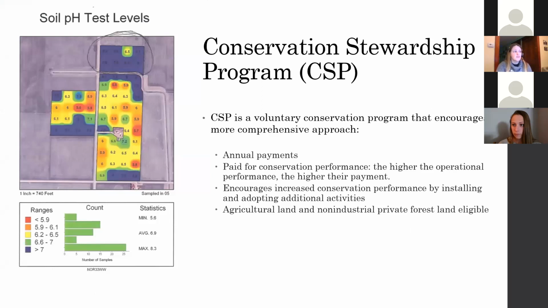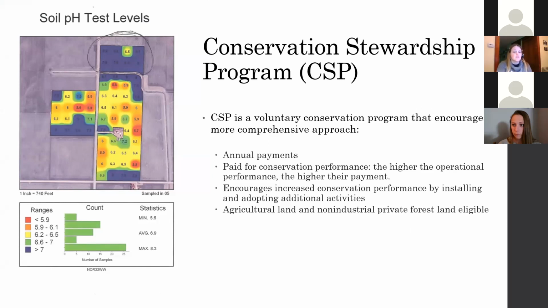We also have another program called CSP. And again, we talked about CRP kind of treats the problem area or just the red acres. EQIP can think bigger to just a field, or we can even go bigger than that if necessary. But CSP looks at your whole operation. So if you're interested in a conservation plan for your whole operation, CSP is the program for you.